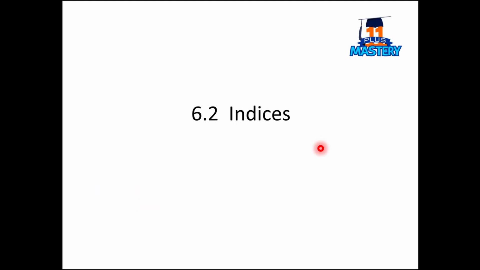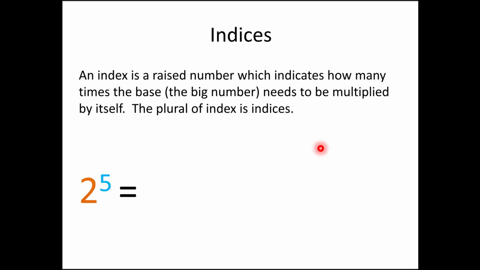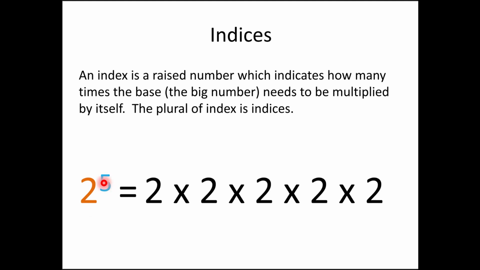Section 2, indices. An index is a raised number which indicates how many times the base, or the big number, needs to be multiplied by itself. The plural of index is indices. So here I have 2 to the power 5. 2 is my base number, 5 is my index. And it means that I have 5 2's all multiplied together.